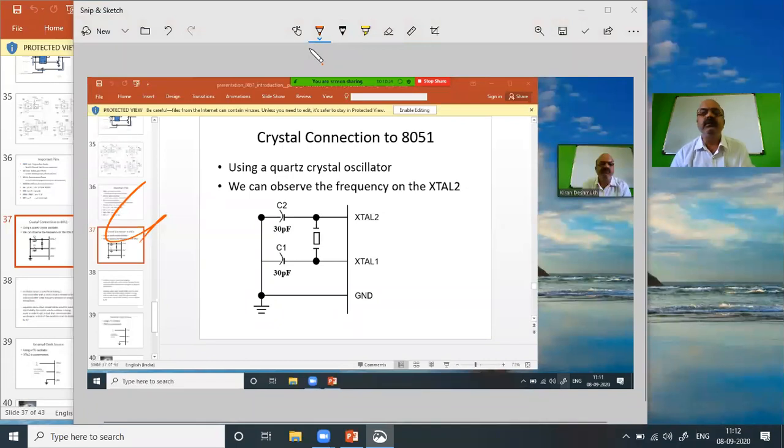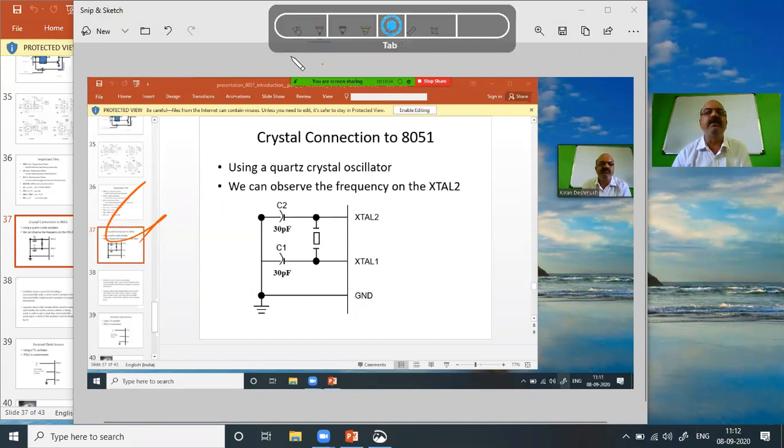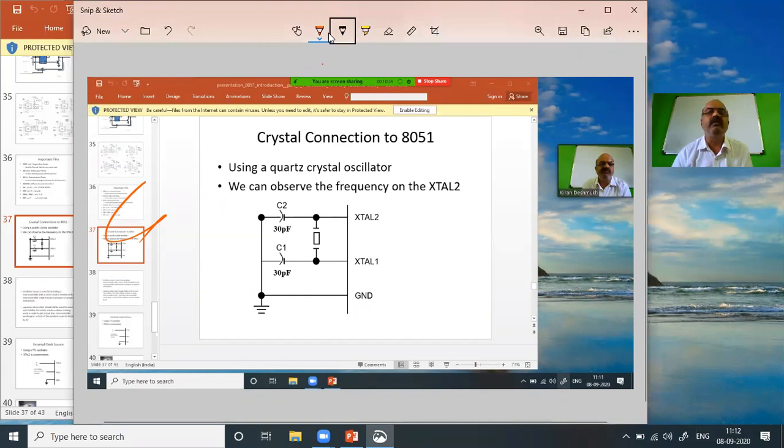So I have brought one more device here. That is an E-pad. E-pad is used here.